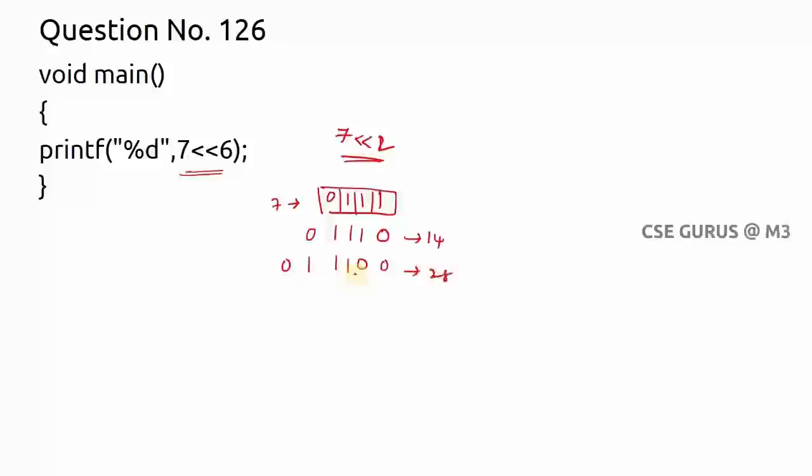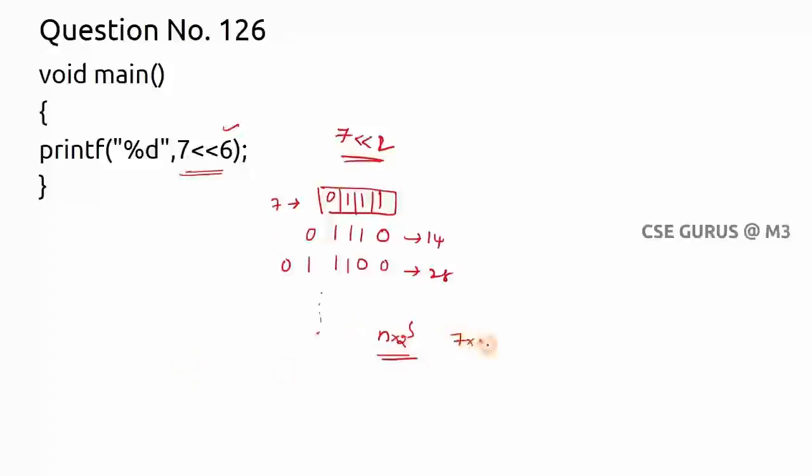So like this it will be. So if I ask you 6 times, will you do like this 6 times? No. There is a shortcut for this. There is a formula to get the answer for a left shift: your number n into 2 power the number of shifts you want. Let us suppose your number is 7.